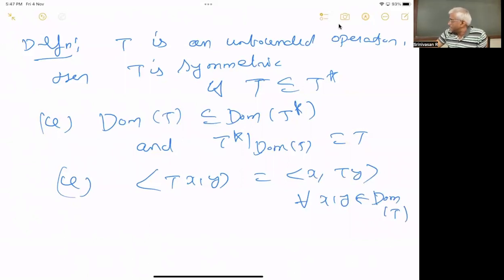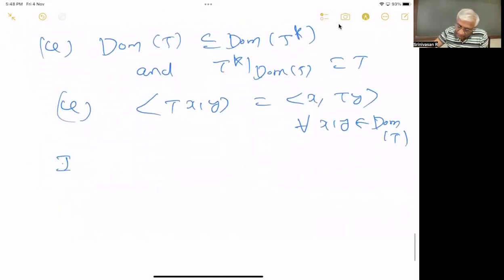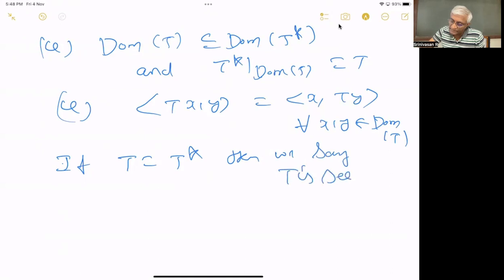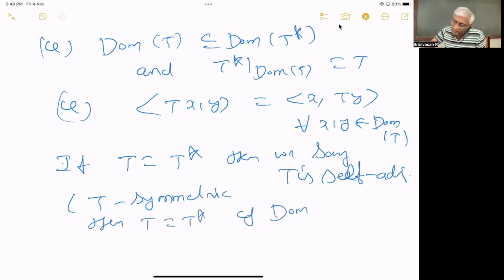There may be more y. I mean, this is the property of the adjoint. So T need not be self-adjoint. Symmetric does not mean self-adjoint. Symmetric just means T is contained in T star. So if T is equal to T star, that is, the domains also match. So a symmetric operator is self-adjoint if and only if the domain of T is the same as the domain of T star. Then we say T is self-adjoint. So self-adjoint means the domain should also match. If we take a symmetric operator, then T is self-adjoint if the domain of T is equal to the domain of T star. That's all.